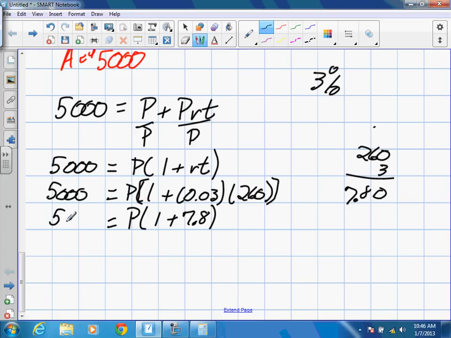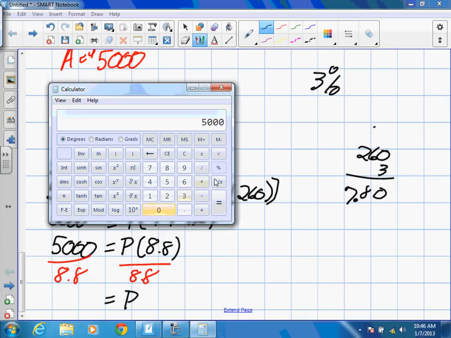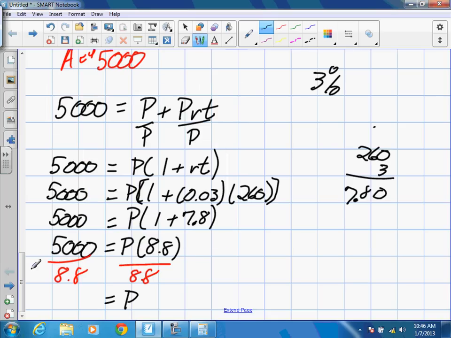So, principal times 8.8 is equal to 5,000. How do I isolate for P? Divide. Divide both sides by 8.8. So we already got our 5,000. Divide 8.8. 568. Great. So, $568. So your friend apparently borrowed about $568 from you, and after 5 years he owed you $5,000. You're really rough on your friend.